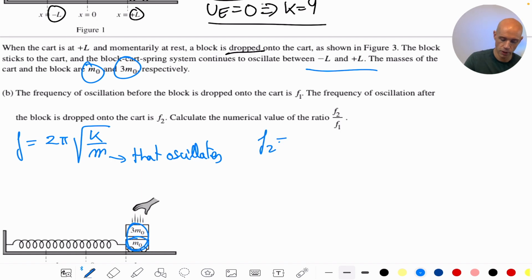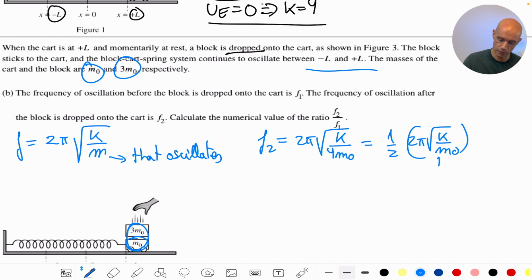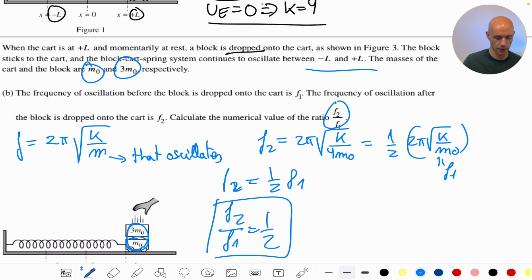So the frequency 2 is going to be the same k, the spring didn't change in the collision, we didn't hear anything about it, divided by 4m naught. And with a little bit of algebra, we can take the 1/2 out, and you get this, and this is the frequency 1. So you get f2 equals 1/2 of f1. Just in case, let's write what they ask, which is the ratio, right? So 1/2. It's the same thing, but just in case. So it's half of the frequency, okay?